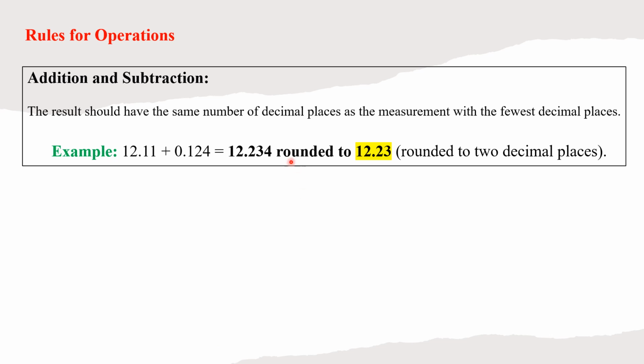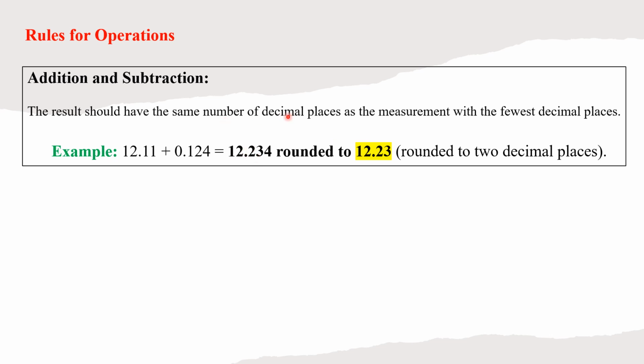First, addition and subtraction. The rule is that the calculated number should have the same number of decimal places as the measurement with the fewest decimal places, or simply the given numbers. There are two given numbers for you, 12.11 plus 0.124. If you type these two numbers in the calculator, you get 12.234. That is the calculator answer, but this is not your final answer.